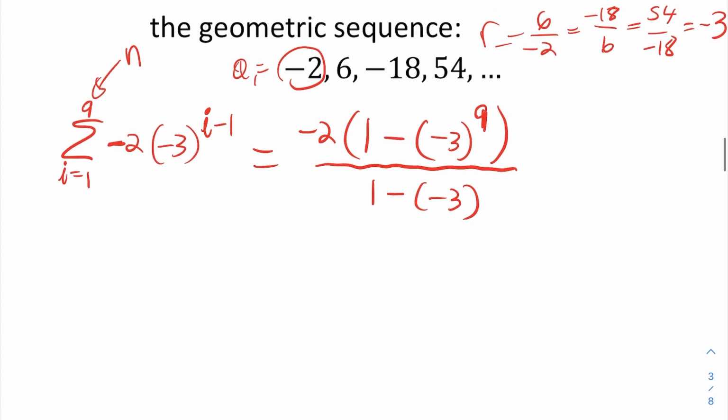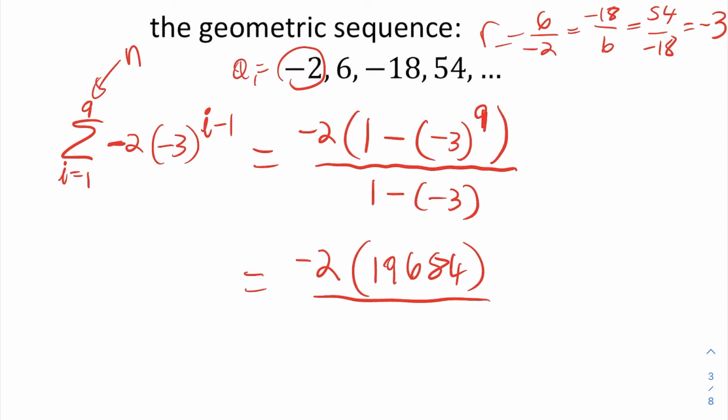So in working this out, we get this is equal to negative 2, and then when you work out the inside of that parenthesis, negative 3 to the 9th power is negative 19,683. If you take that away from 1, you get 19,684. Then we're going to multiply that by negative 2 and divide that by 1 plus 3, which is 4. So this is negative 1/2 of this number.